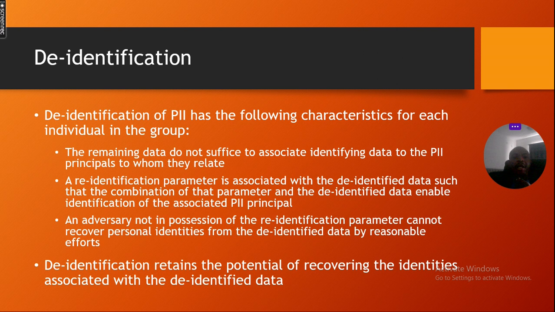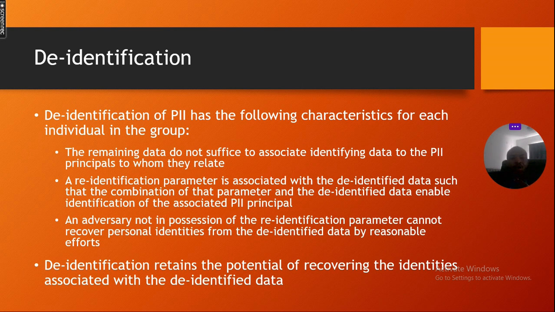Another characteristic is that a re-identification parameter is associated with the de-identified data such that the combination of the parameter and the de-identified data enables the identification of the associated PII principal. What this explains is that a re-identification parameter is dangerous because that's what the attackers use. Attackers introduce a re-identification parameter, and when this is combined with the de-identified data set, it is able to find the owners of this information. So a re-identification parameter is not good to be introduced with a de-identified data set.